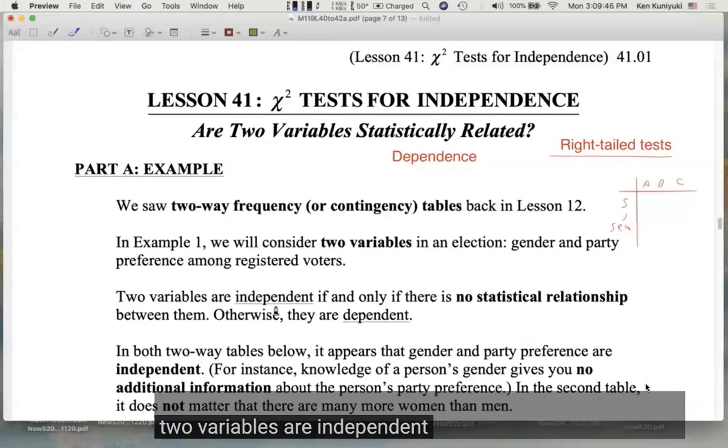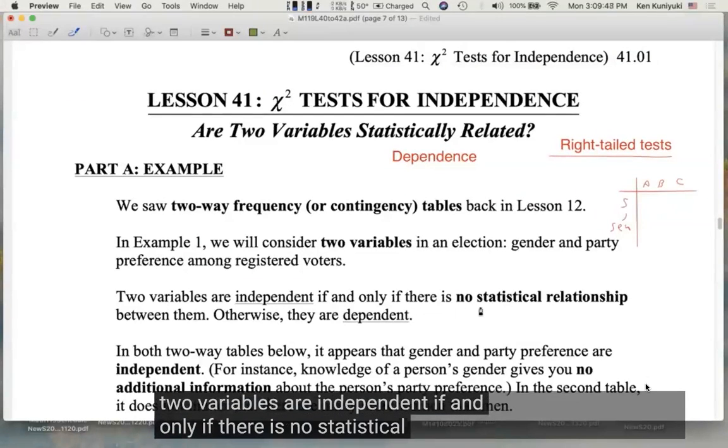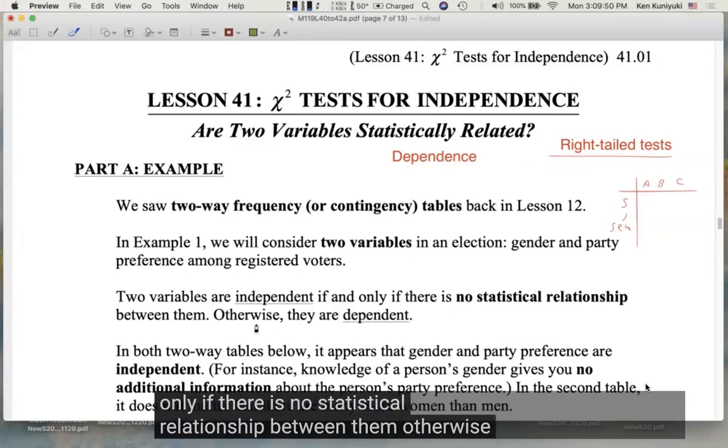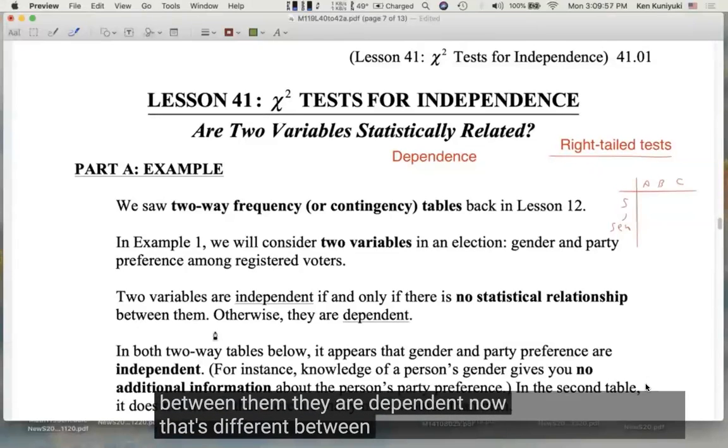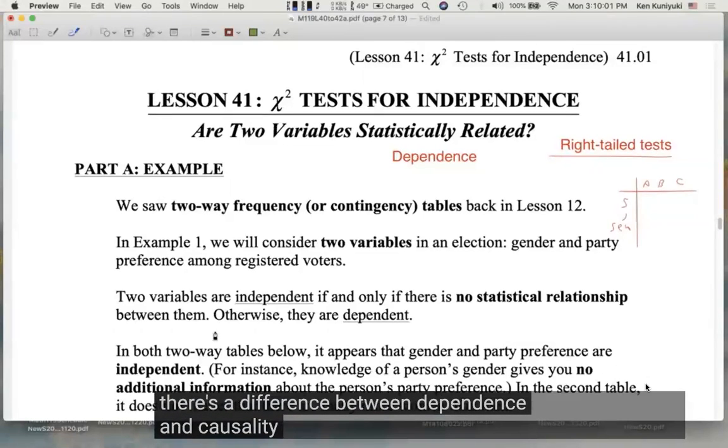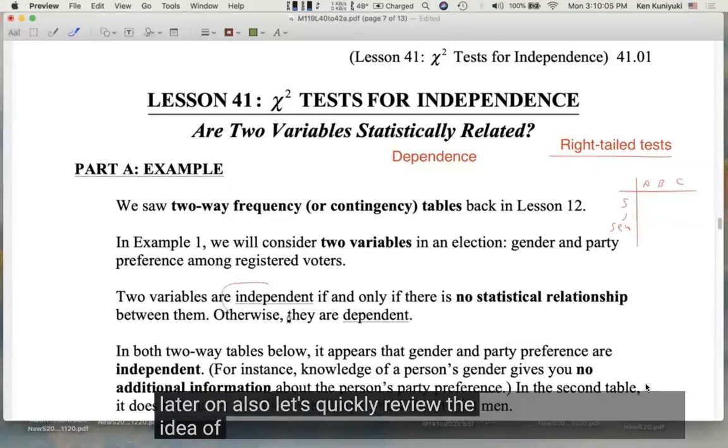Now, two variables are independent if and only if there is no statistical relationship between them. Otherwise, if there is a statistical relationship between them, they are dependent. Now, that's different from causality. There's a difference between dependence and causality, and we'll talk about that later on. Also, let's quickly review the idea of independence.